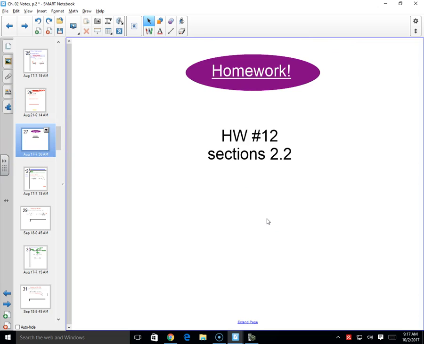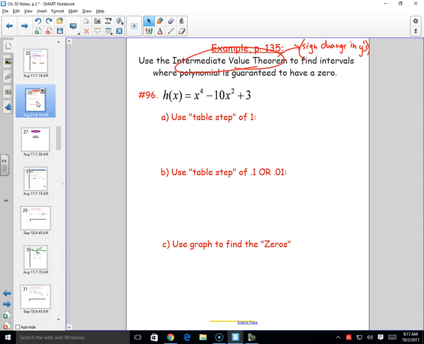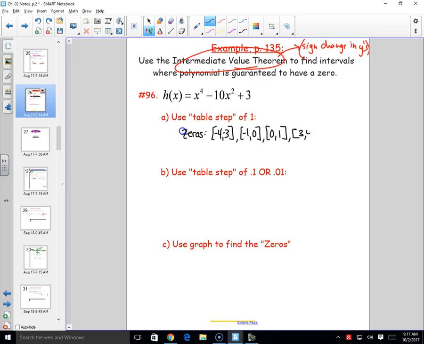Basically, they're just having you write down what we said in words. For instance, we wrote down from our table, if you guys want to actually show some answers, that there's going to be zeros in the interval -4, -3, -1, 0, 0, 1, and 3, 4. That's all you have to write for your answer for letter A. They just wanted you to write down where you see the sign changes.